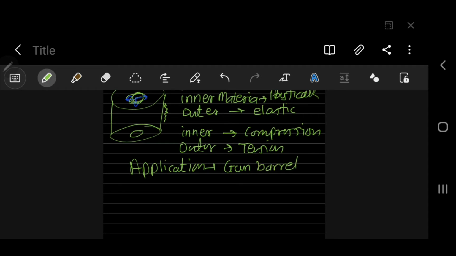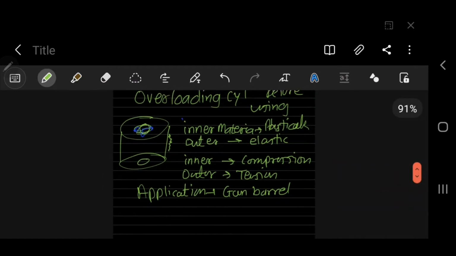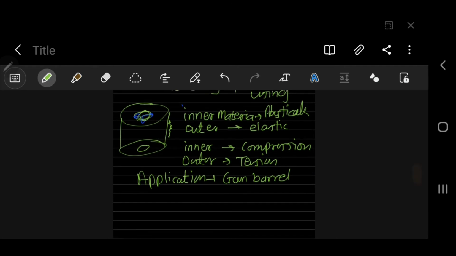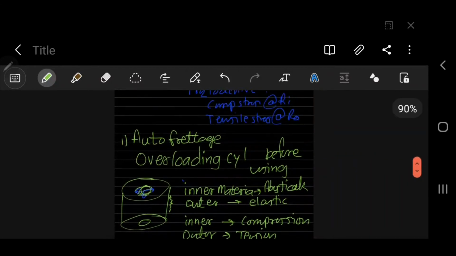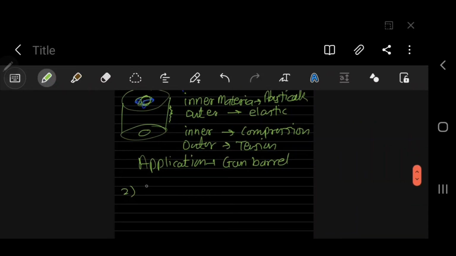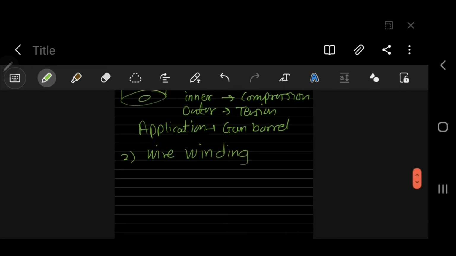That is, we can also call it the gun cylinder. Due to this method, we increase the capacity of the cylinder. This is the first method. Now we will study the second method of pre-stressing. The second method is wire winding. It's very simple.